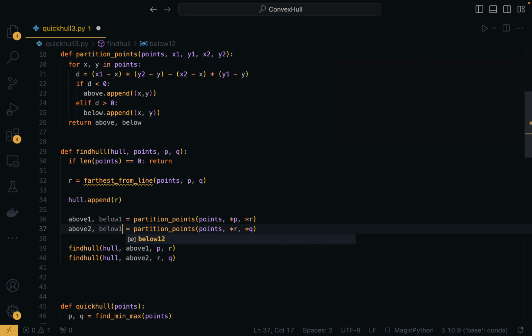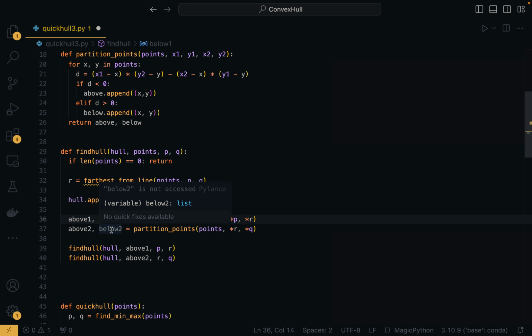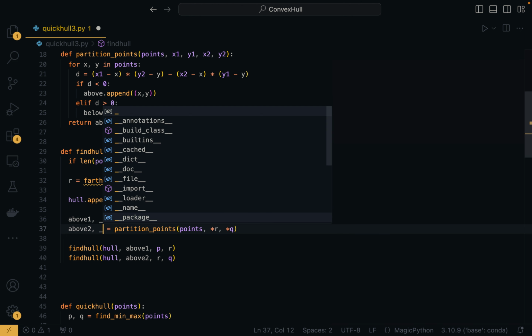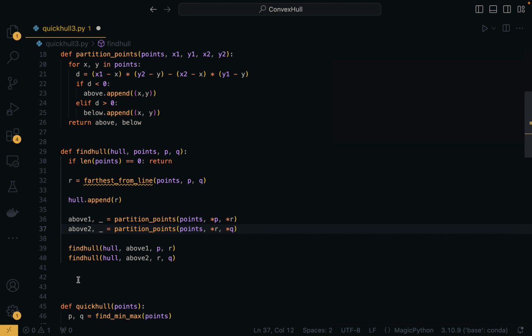Now notice though, we don't use these two, the below ones here, because they're inside the triangle and they will not be part of the convex hull. So in order to be more Pythonic, we can maybe just change this to underscores. Okay, now that's a little bit more Pythonic.